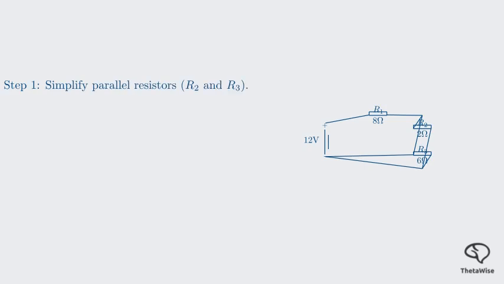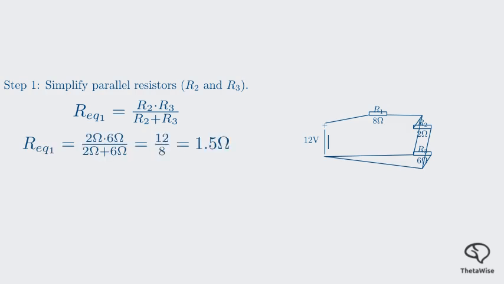Remember the product over sum rule? R-equiv 1, the equivalent resistance of just the parallel part, is 2 times 6 divided by 2 plus 6. That's 12 divided by 8, which gives us 1.5 ohms. So, this parallel combination of a 2 ohm and 6 ohm resistor acts like a single 1.5 ohm resistor. Now our circuit looks much simpler. The equivalent resistor of the parallel combination is in series with the 8 ohm resistor R1. The circuit has been reduced. Now we have an 8 ohm resistor in series with our new 1.5 ohm resistor.